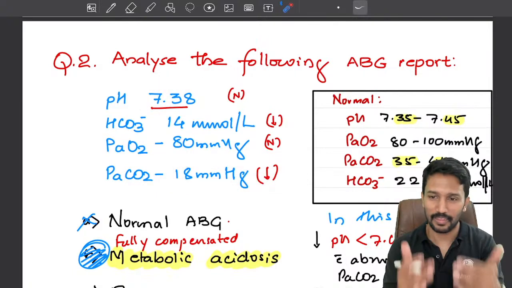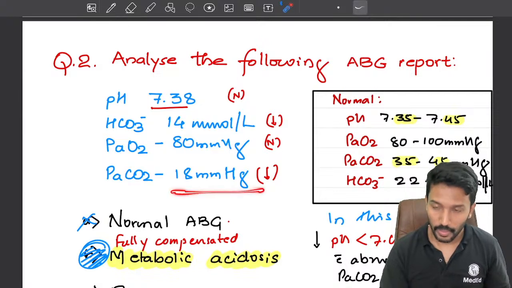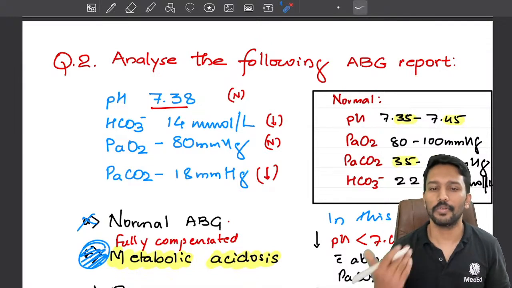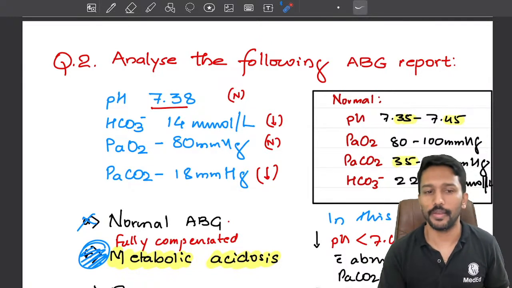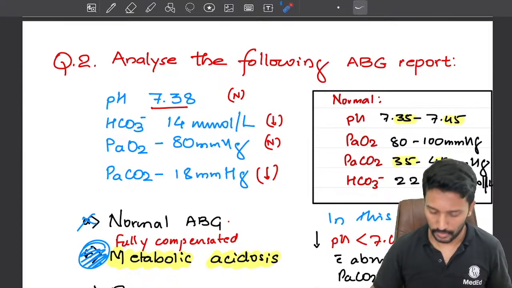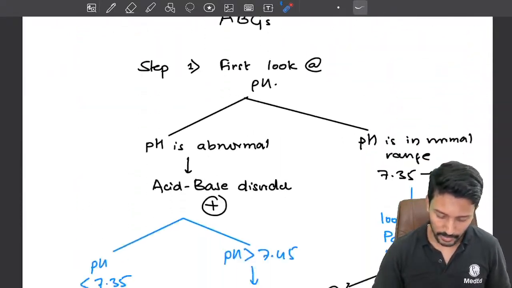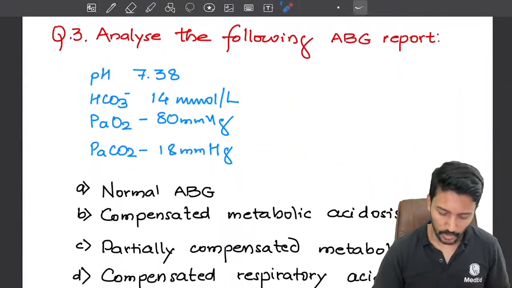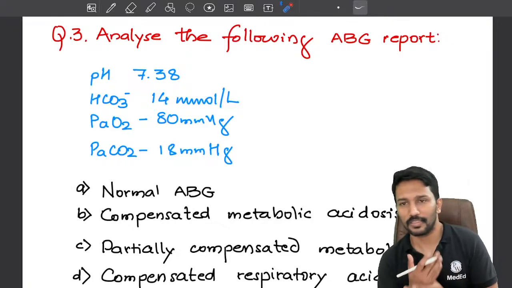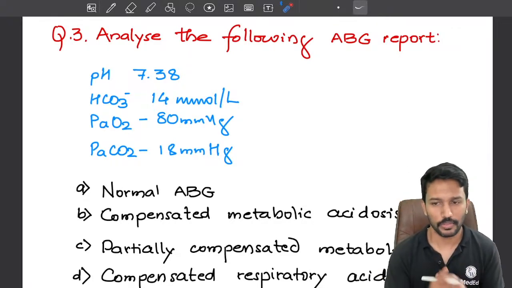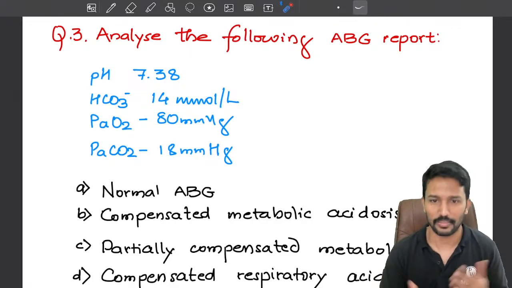Whenever pH comes back within the normal range because of the compensation from the other system, we will call it a compensated or fully compensated metabolic disorder, right? So this is a fully compensated metabolic acidosis. Okay, now the same ABG, analyze the following ABG report. I have given you an approach, it is the same number, so you know the answer already, right?